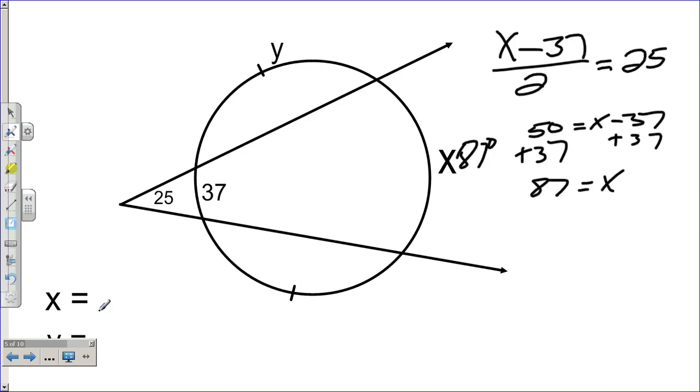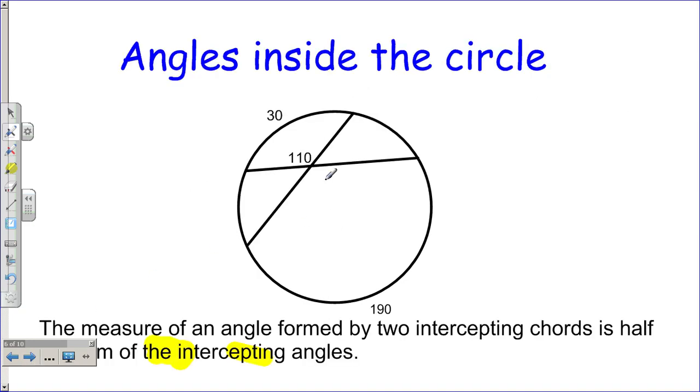So that's if an angle's outside of a circle. What if the angle's inside of a circle? It's the same process, except now instead of subtracting you would add. So you're going to go the larger arc plus the smaller arc divided by 2 equals the angle.